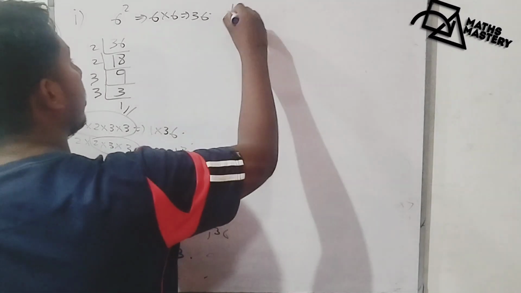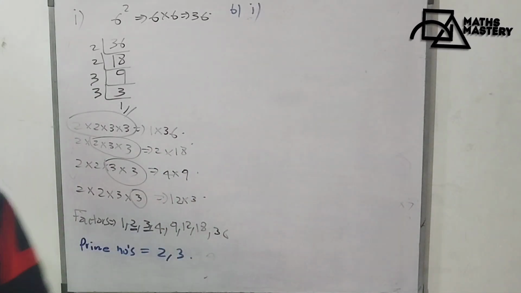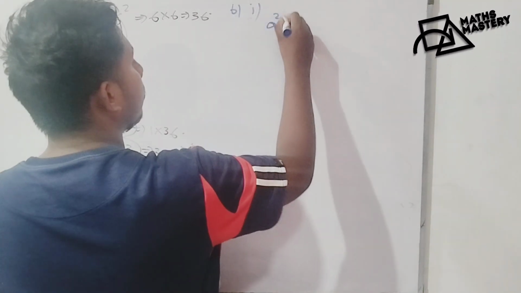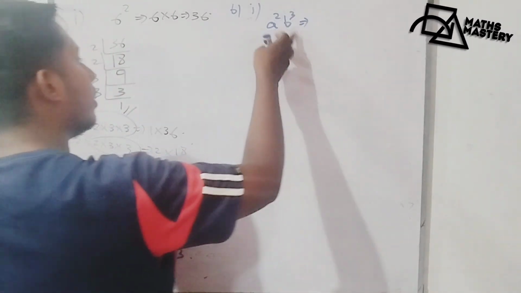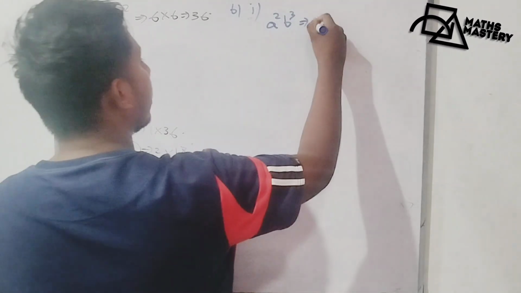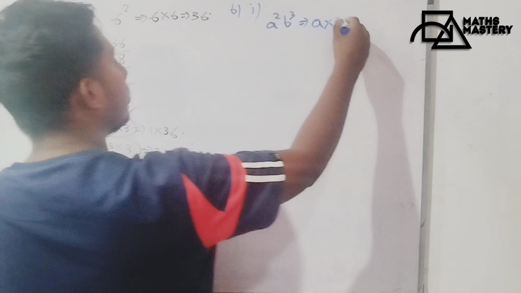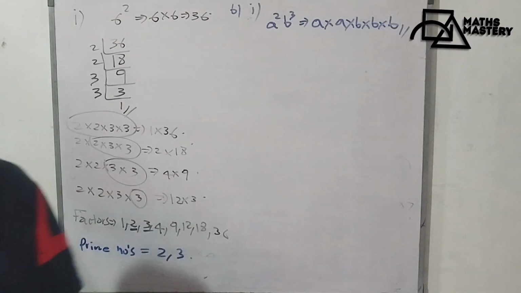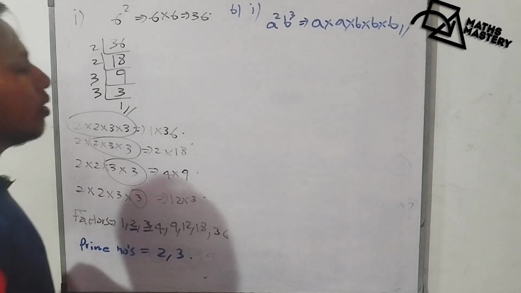Question number B, Roman number 1. Expand a squared b to the power 3. So when they're asking us to expand, what is a squared, students? A times a. And b to the power 3 means what? B times b times b. This is the expansion. You expand it and you write it.